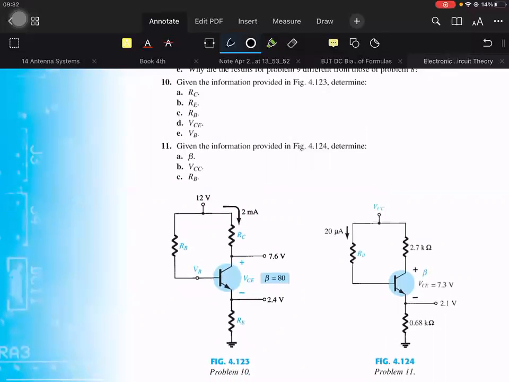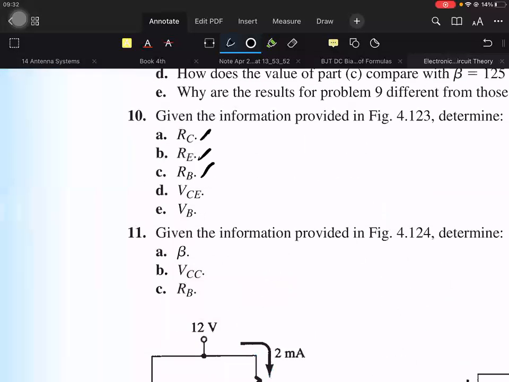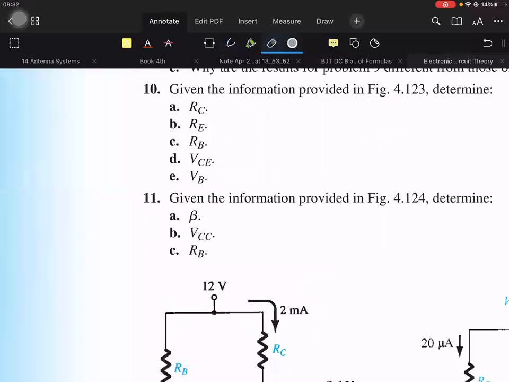So this might be what we call a design problem because what we'll obtain are resistor values. IE is actually given. Given IE. VCE is indirectly given. So what's missing are RC, RE, and RB. VB is easy. Okay.